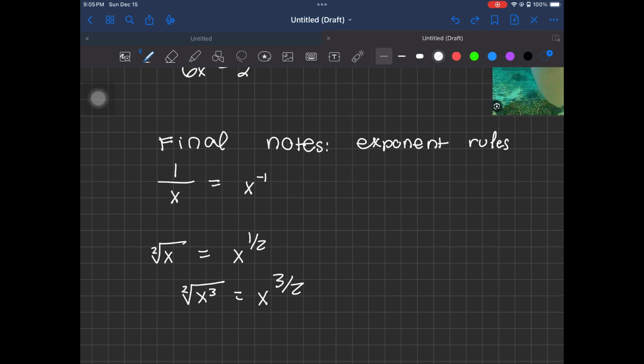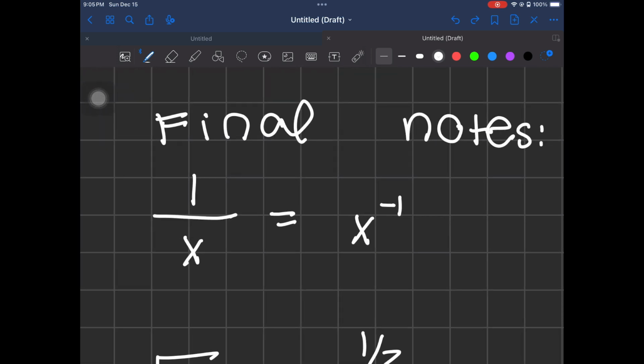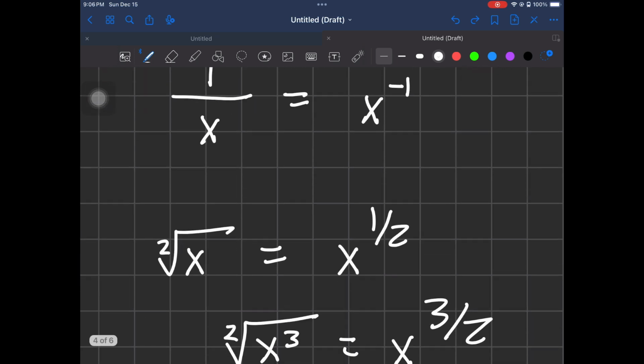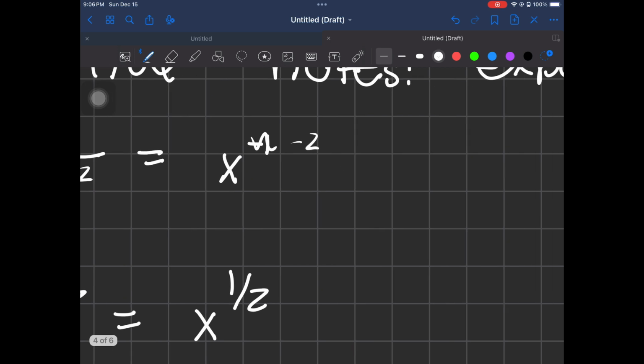So here's our exponent rules. Whenever it says like 1 over x, that actually means that x has the exponent of negative 1 in this case. And if it's like 1 over x squared, then this would be negative 2. And that just means 1 over x squared.